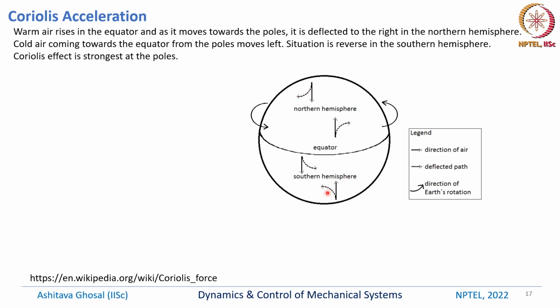Okay, the situation is reverse in the southern hemisphere. So if you have warm air which is going towards the south pole, the Coriolis effect will tend to make it go in this direction, and cold air which is coming from the polar region to the equatorial region will move towards the left.